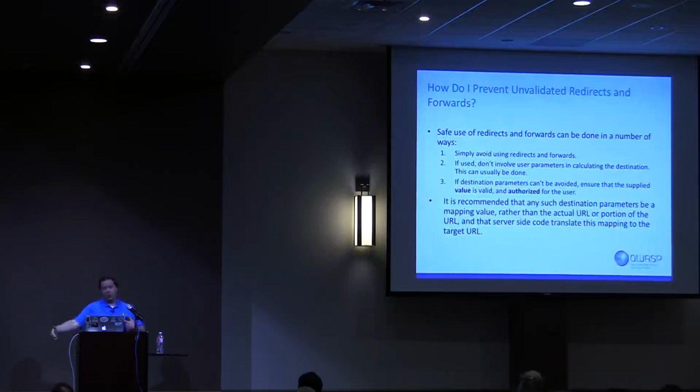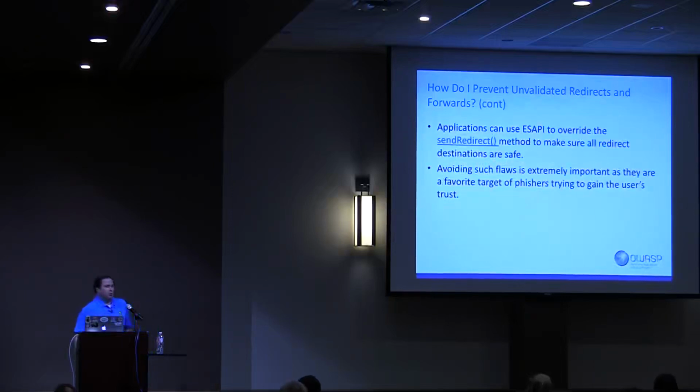We're able to say, here's the proper range that we expect for the proper data. And if it's not one of these things, don't go there. So this way, we're able to leverage server-side functionality in order to translate it and say, oh, you meant to go to this page. Applications can use a SAPI, that verifies security API, to override the send and redirect method and make sure all redirect destinations are safe. And avoiding these flaws is really important because they're a good target for phishers.